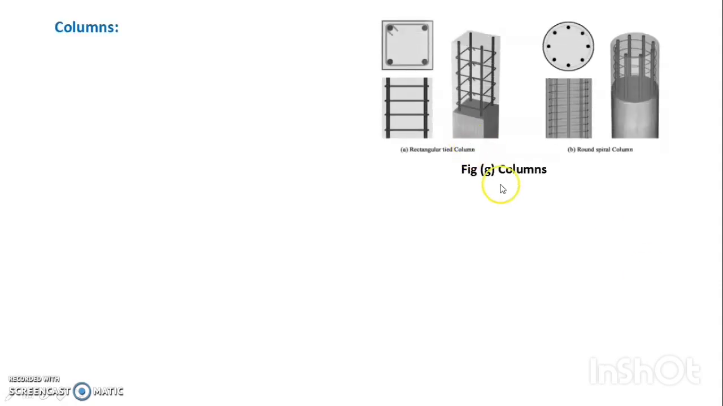Now we'll be discussing the next member, the column. This is an illustration diagram of a column. The columns are generally classified into two types based upon their shape and their reinforcement. They are the rectangular type column and the round shaped column.